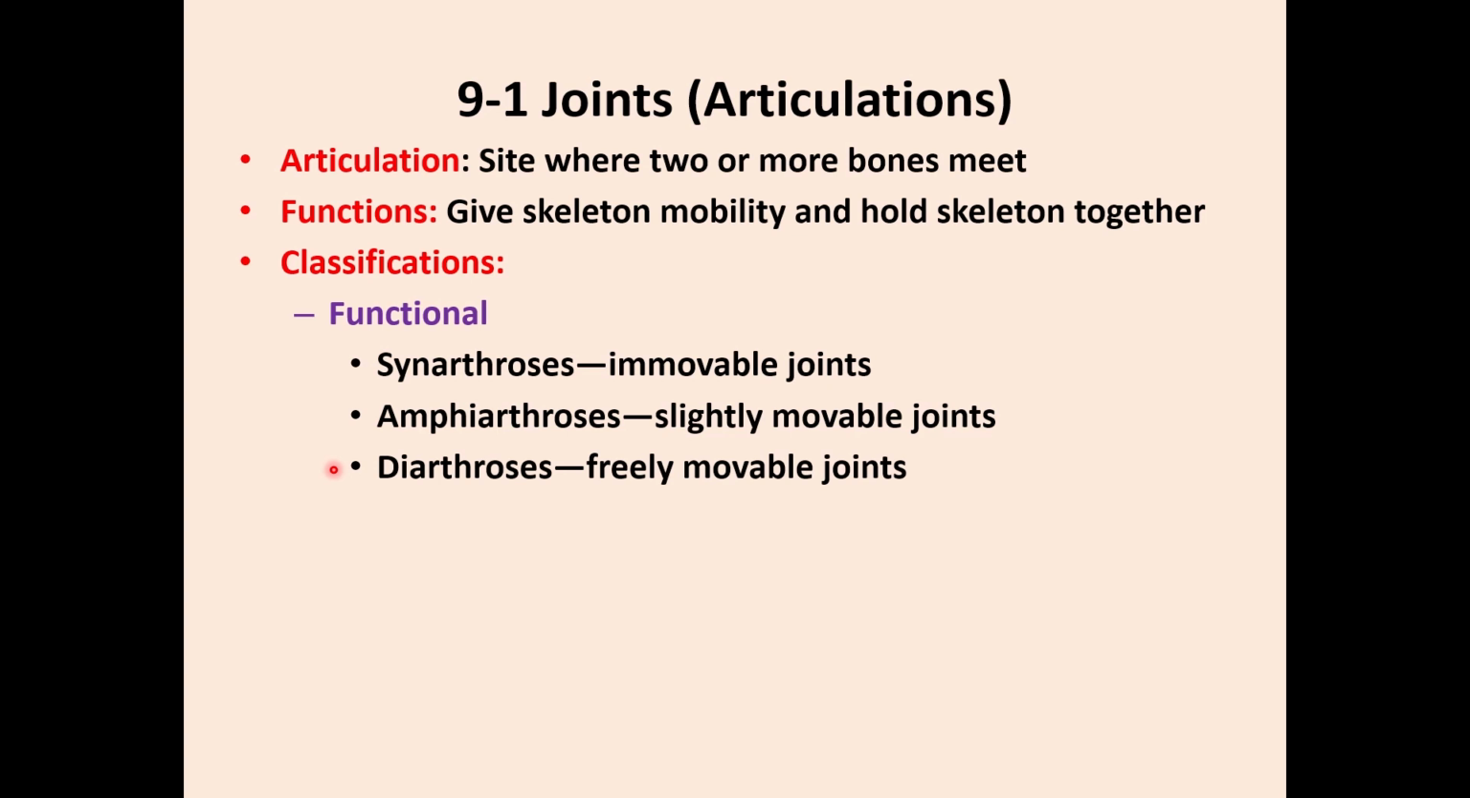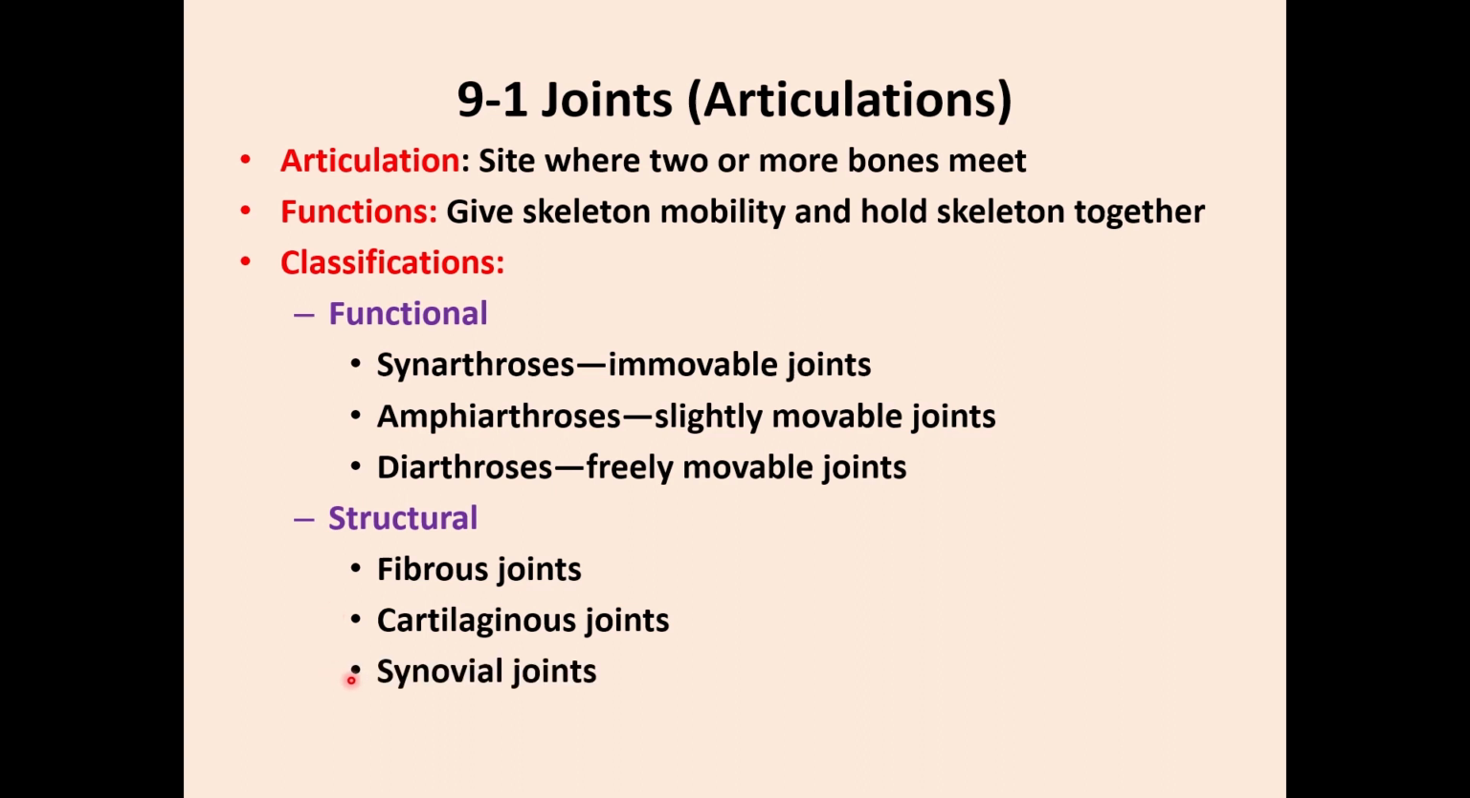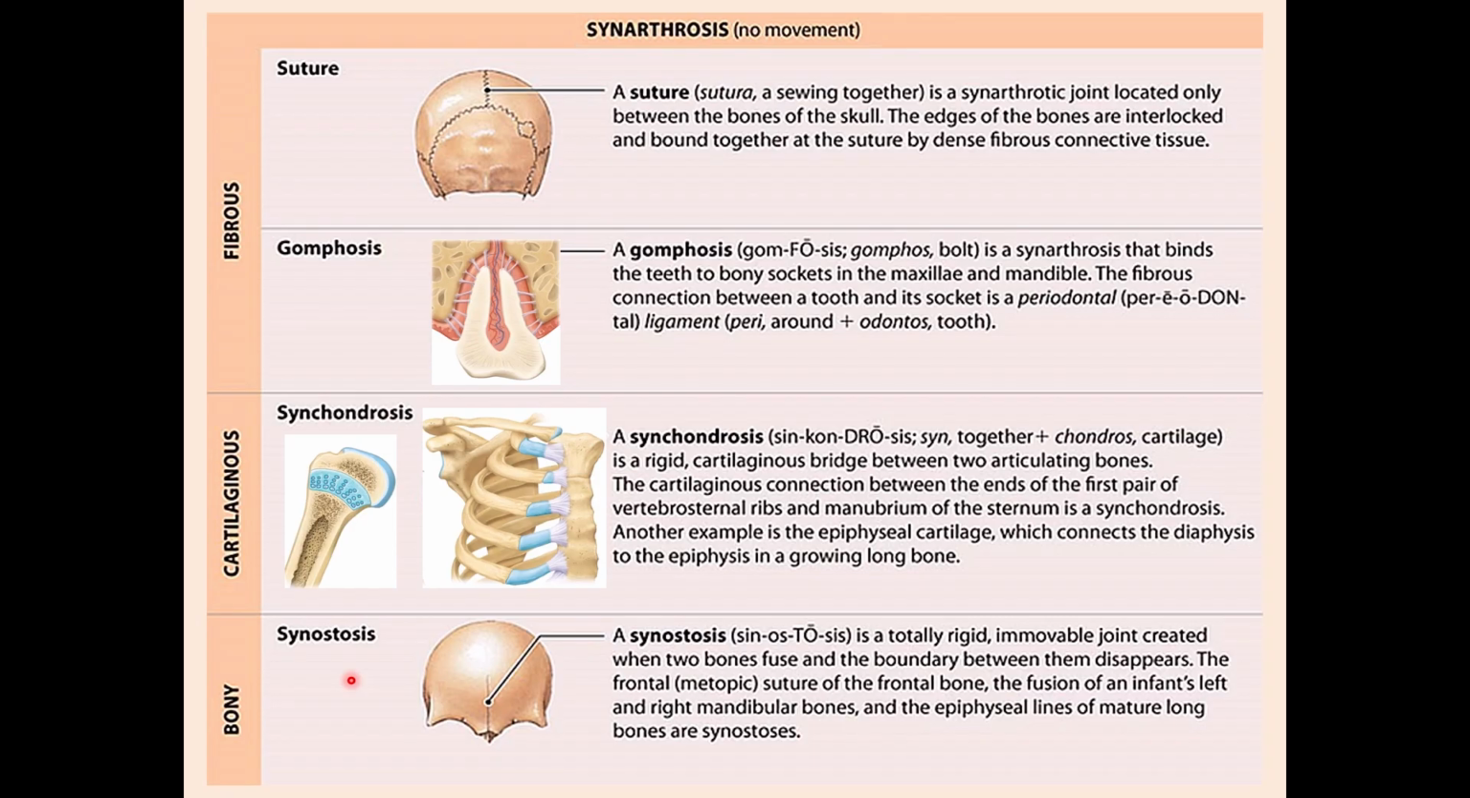The second classification is based on structure or histological features. Some of them are called fibrous joints, so they have collagenous fibers. The second one is the cartilaginous joints, and that is related to cartilage, so it can be hyaline cartilage or fibrocartilage. And the third one is called synovial joints, and these are very mobile joints, and they are made of hyaline cartilage. They may have fibrocartilage, but mainly this hyaline cartilage. So this classification of the joints is very important to know.